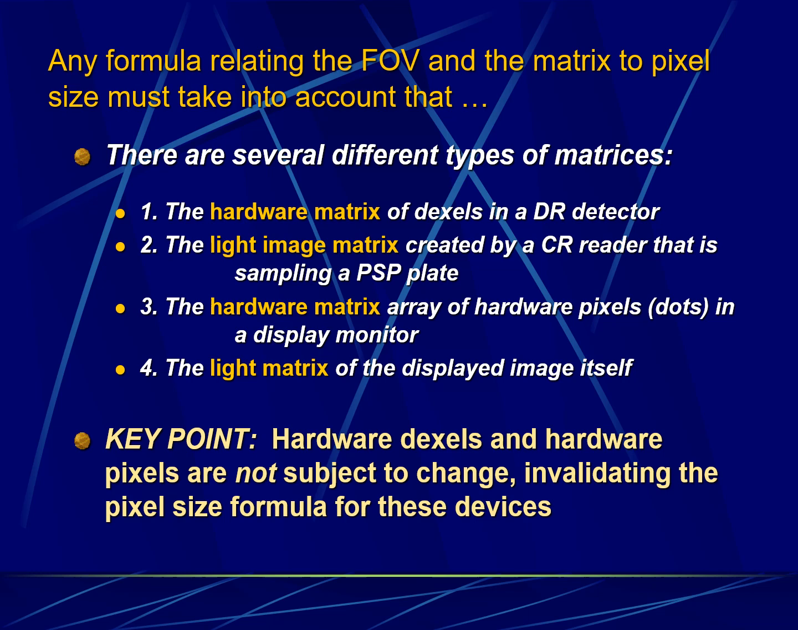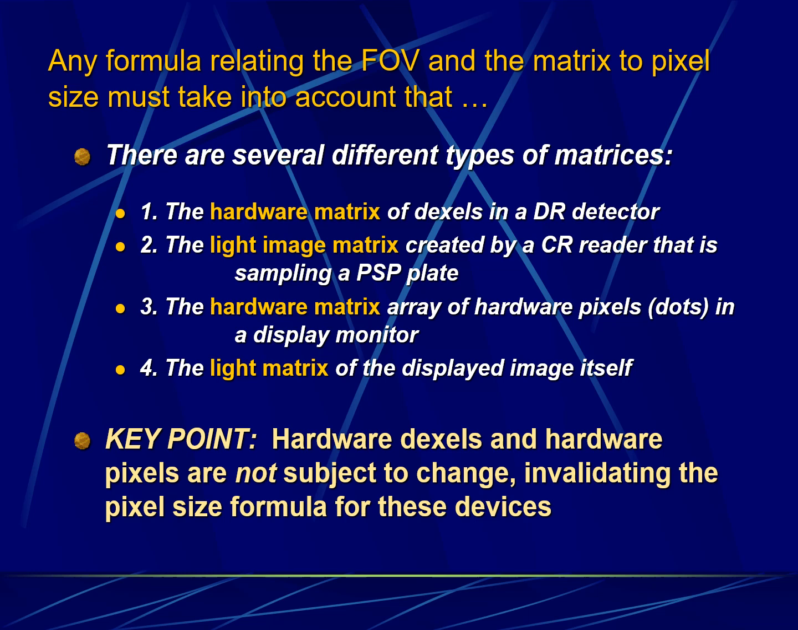Several different types of matrices, just like there's several different types of detector elements or pixels or whatever. So we've got a lot of matrices. The hardware matrix is the physical detector elements on the DR plate. Light image matrix, that is the bolus of blue light photons heading into the photomultiplier tube and then transitioning to the analog digital converter. Okay.